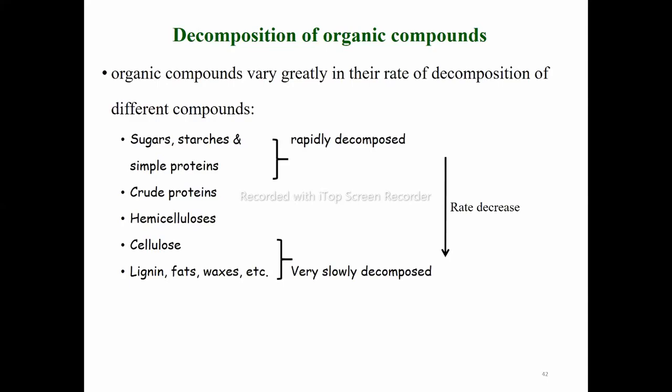So when you look at the definition of organic matter, it is the decomposition product, or the various stages of decomposition products. Organic matter may include the various stages of decomposition products. So that is the soil organic matter, right? The organic compounds vary greatly in their rate of decomposition in the different compounds.